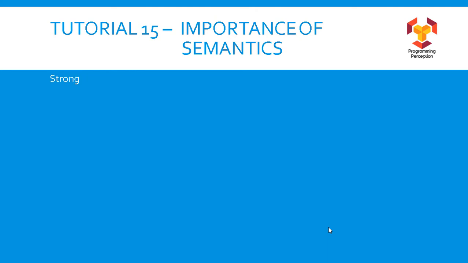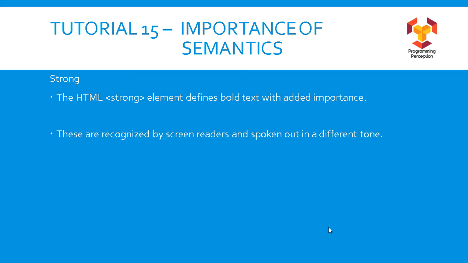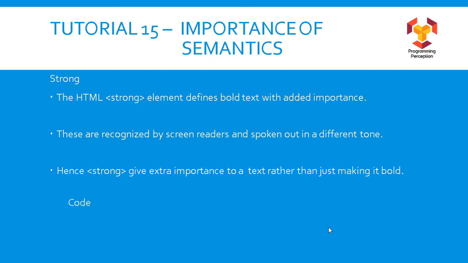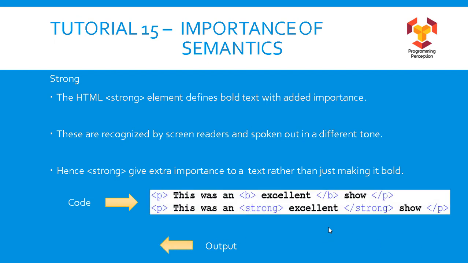Now let's see strong. The HTML strong element defines bold text with added importance. Now screen readers will also speak out this text with a different tone. Hence strong gives extra importance to a text rather than just making it bold. So the code and output would appear like this.